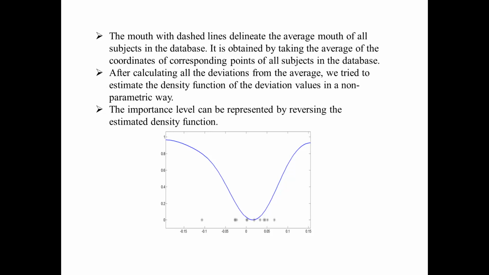After calculating all the deviations from the average, we estimate the density function of the deviations in a non-parametric way. Then the importance of these can be represented by reversing the estimated density function, which is shown in the figure. As we can see, it is a reversed parabola, which shows the importance of the density function.